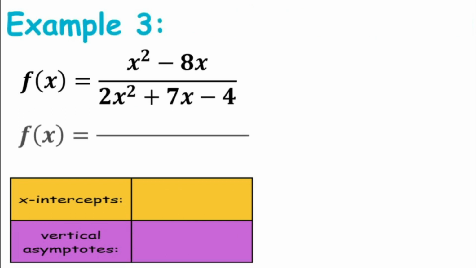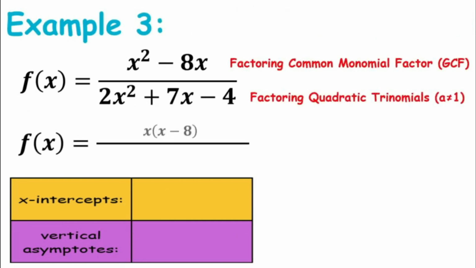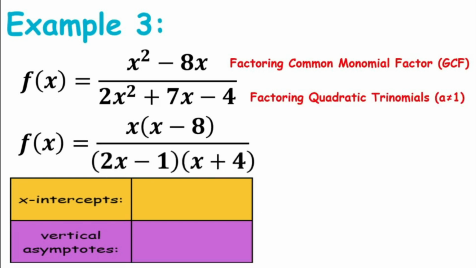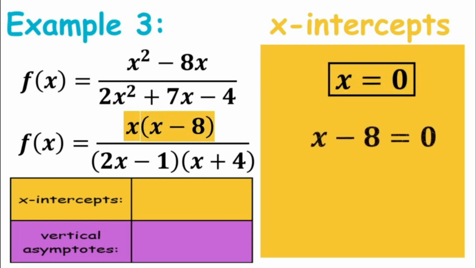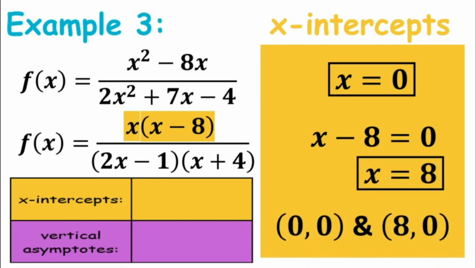Example 3. The factored form of the numerator is x times x minus 8, and the factored form of the denominator is 2x minus 1 times x plus 4. For the x-intercepts, we have x is equal to 0, and x minus 8. x minus 8 is equal to 0. Transpose negative 8, we have x is equal to 8. The x-intercepts are (0, 0), or the origin, and (8, 0).